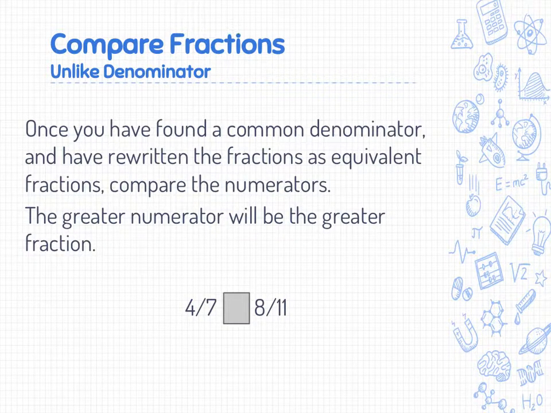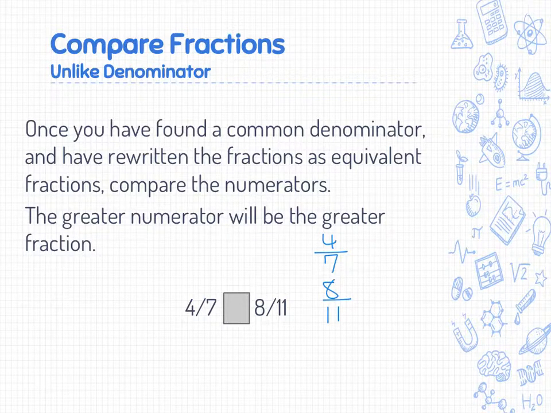Once you've found your common denominator and have rewritten the fractions as equivalent fractions, compare the numerators. The greater numerator will be the greater fraction. Let's look at this last example, 4/7 and 8/11. I'm going to write the fractions over here to the side, and I'm going to ask myself those 3 questions.